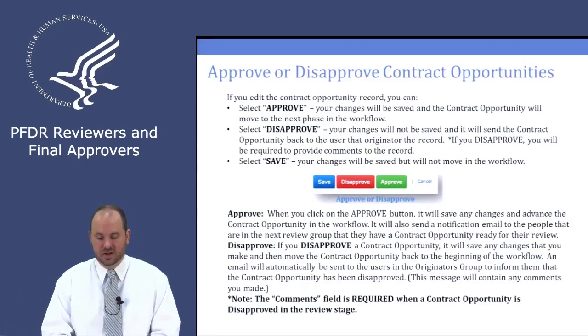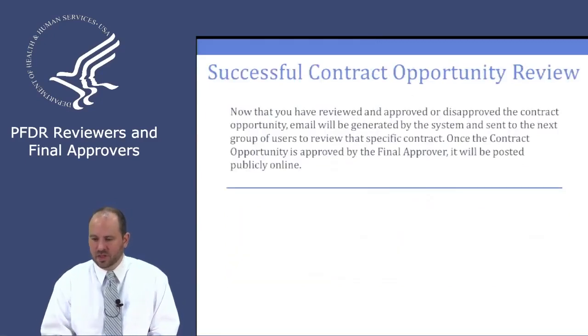Now, if you read everything over and you don't want to interact with it, you don't want to save anything, you don't make any changes, you don't want to make a decision at that point, you can click that cancel link, and that will take you back to the contract listings page. So whether you've disapproved or approved, that's the successful contract opportunity review.